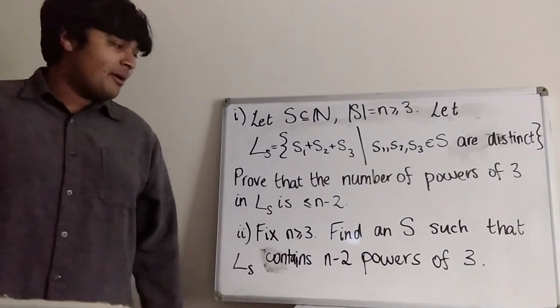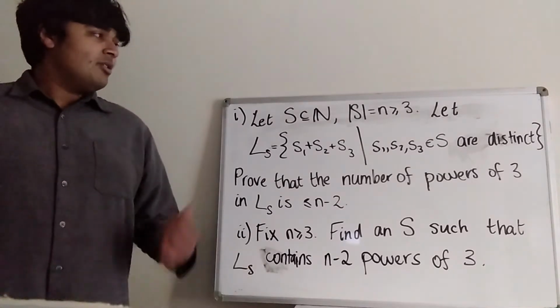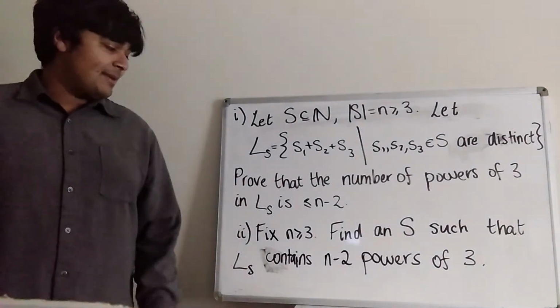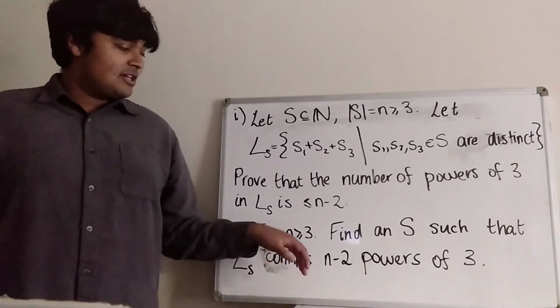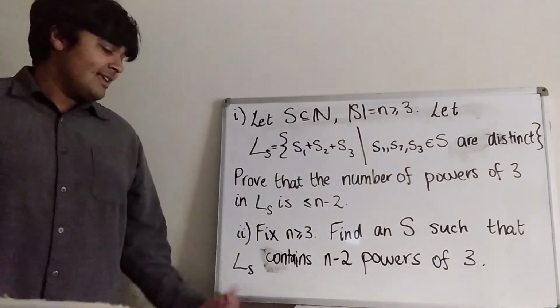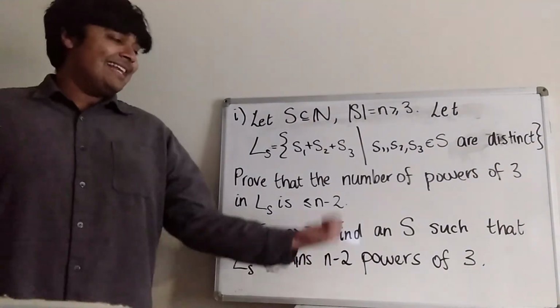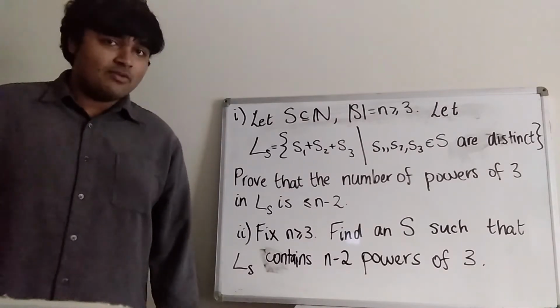That's part 1, and then for part 2, we essentially want to find an S which attains this bound. So we fix n a positive integer at least 3, and we want to find an S such that Ls contains exactly n minus 2 powers of 3.